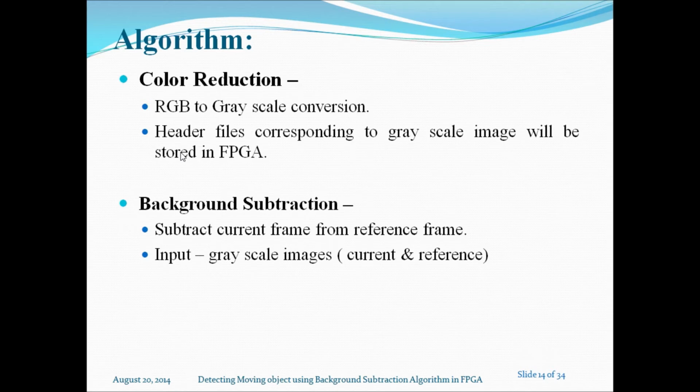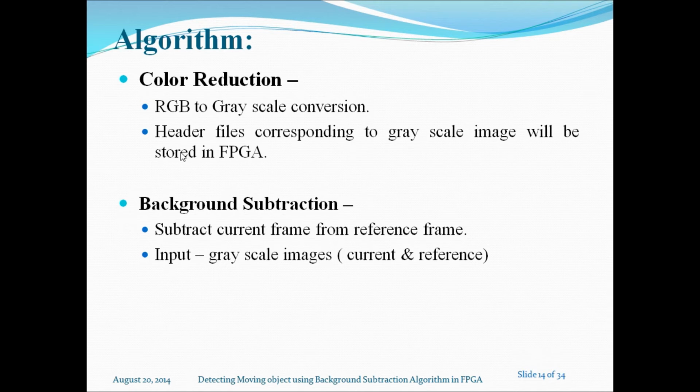Let's look at the steps in detail. Color reduction. The focus of the paper is only on grayscale images. The current as well as background image are converted into grayscale before image subtraction. This module also converts the image into a C-style header file using the frame to header conversion module. The header file corresponding to the background image is stored in the FPGA. For each frame there will be an equivalent header file.